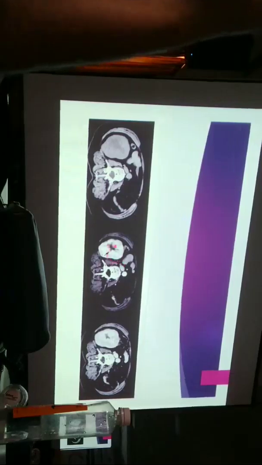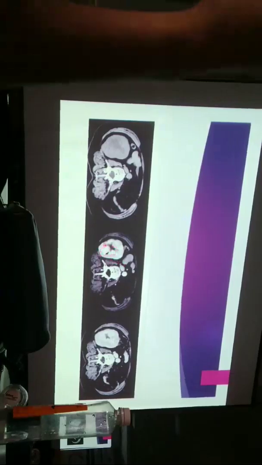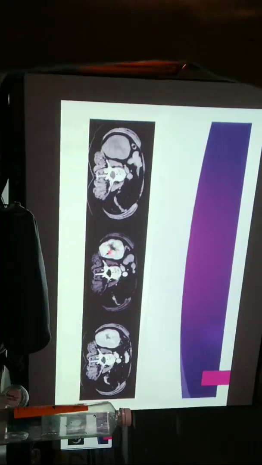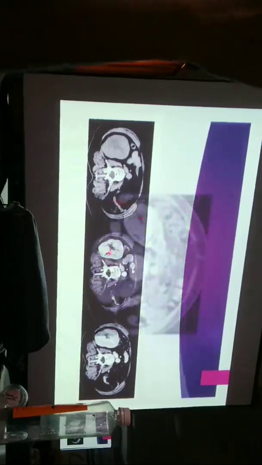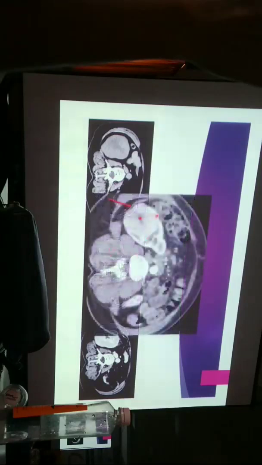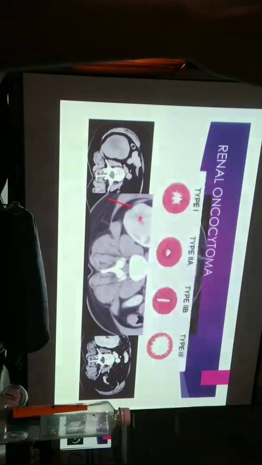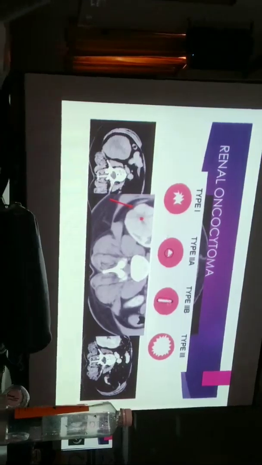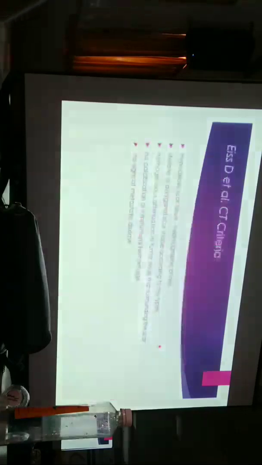So this renal lesion has a typical stellate-like appearance in the post-contrast scan. What is this? It's a renal oncocytoma. You can see that it's a well-defined lesion with the central stellate scar. Based on the scar appearance, it has been classified into various types: a stellate type 1 or type 2A or type 2B, and type 3 appearance, based on the type of enhancement of this scar.